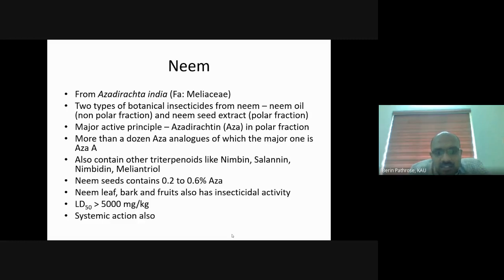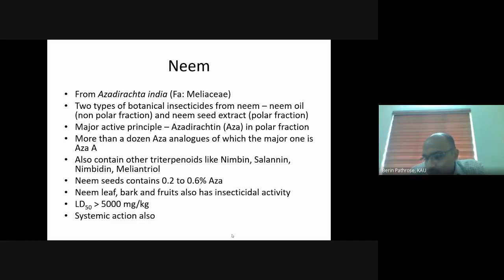And neem seed contains roughly 0.2 to 0.6% azadirachtin. The content varies widely, so we can't say that standard neem seed will contain, say, 0.5%. It varies widely, and it is not only in seeds. Azadirachtin is also present in neem leaf, bark, as well as fruit, and the LD50 is more than 5000. That's why it has a green label, and it has some systemic property also. Usually we consider neem as having contact toxicity, but it has slight systemic properties too.